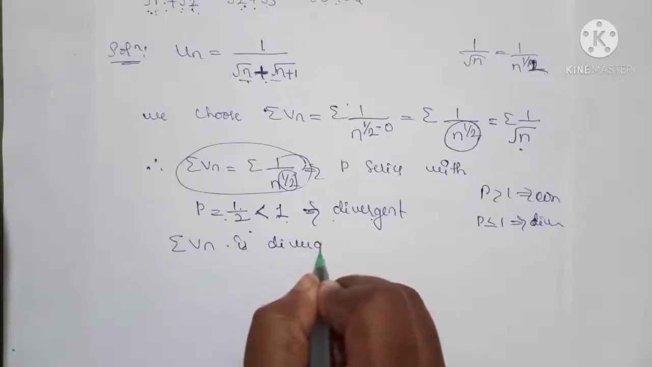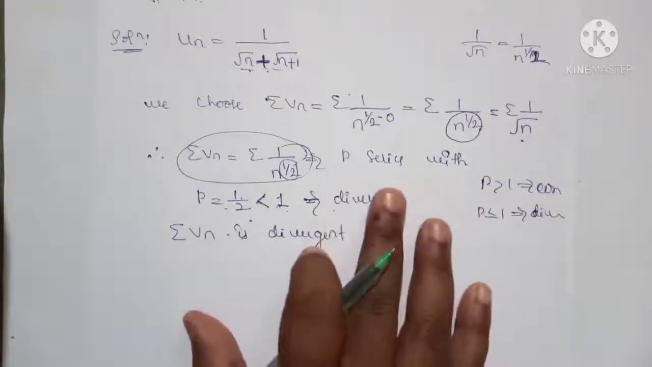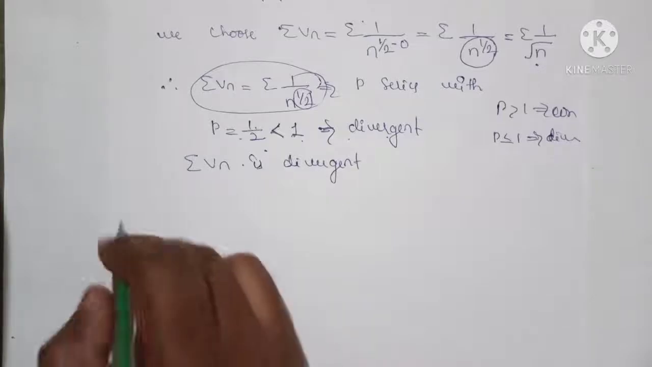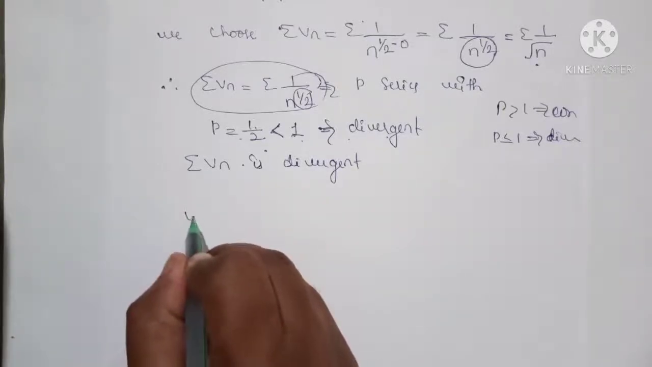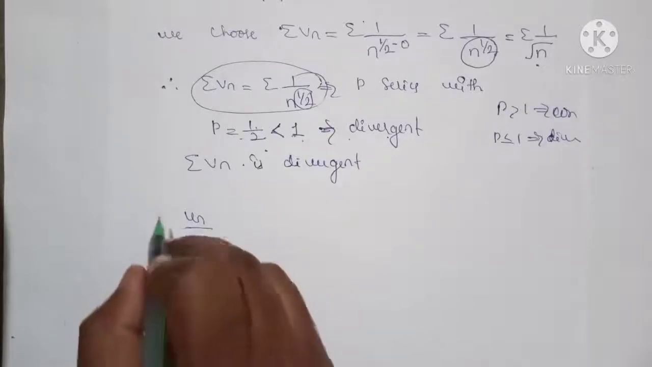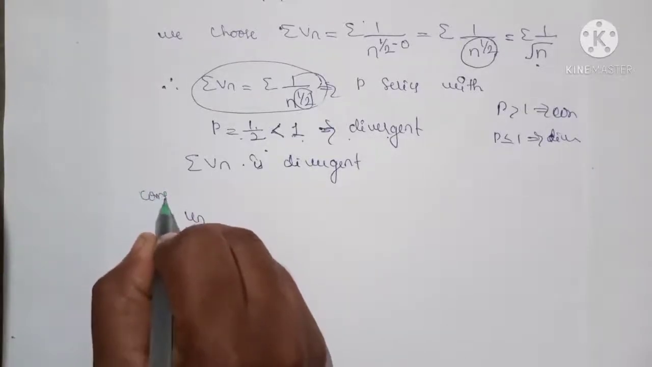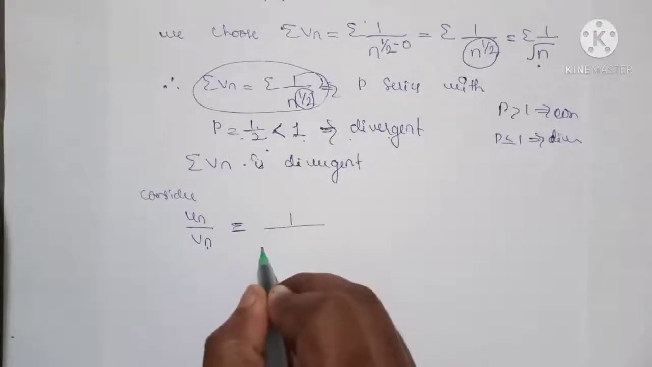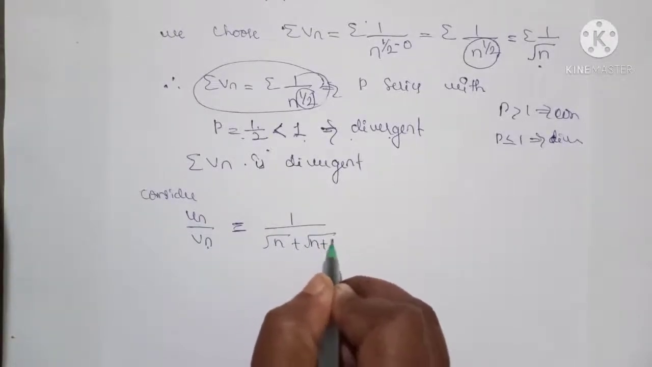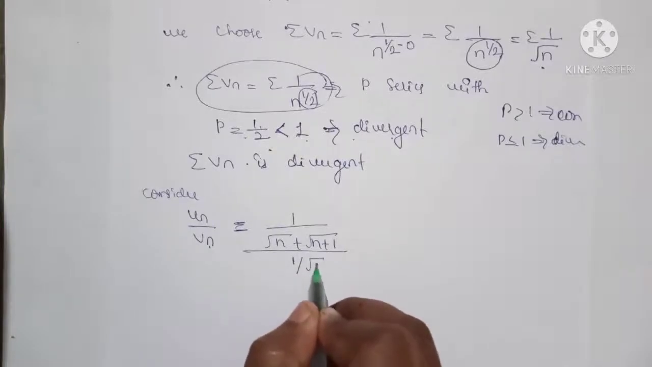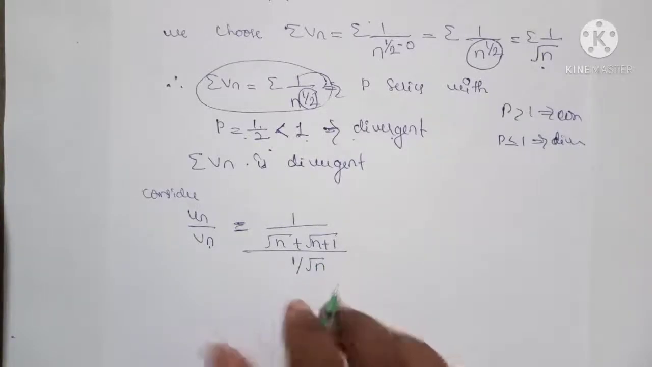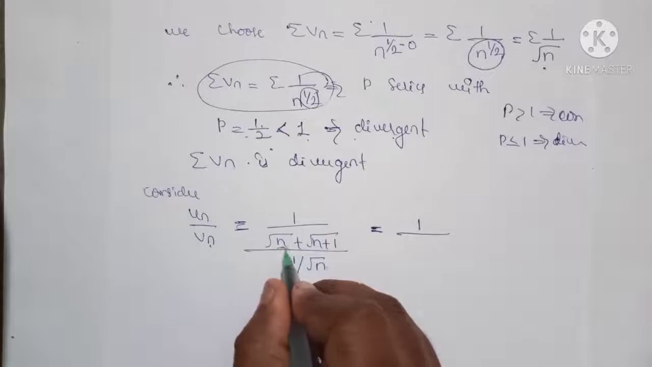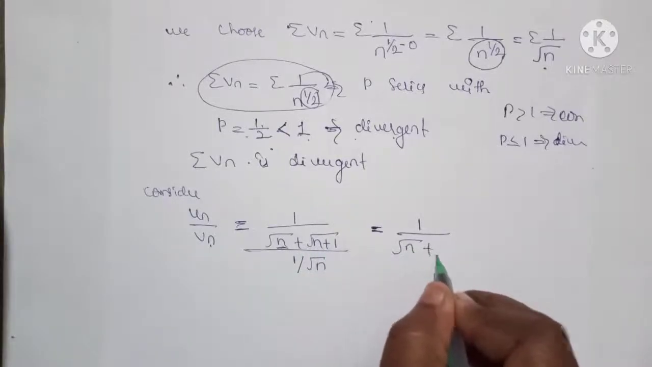Now we go for the comparison test. So whether both Un and Vn behave the same or not. For that we need to consider Un divided by Vn. Then we apply the limit. Consider Un by Vn. So Un is equal to 1 divided by root of n plus root of n plus 1, whole divided by Vn, which is root of n, or you can take n power 1 by 2 also. Both are the same. So 1 divided by the denominator, here root n plus 1. First we write root n plus 1.